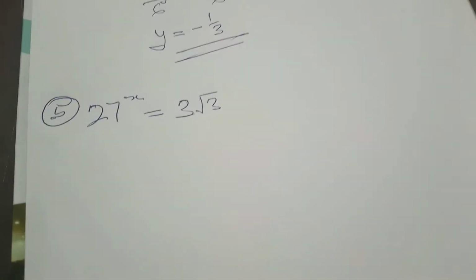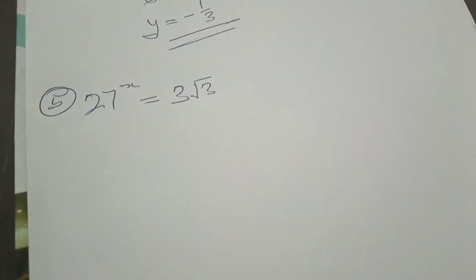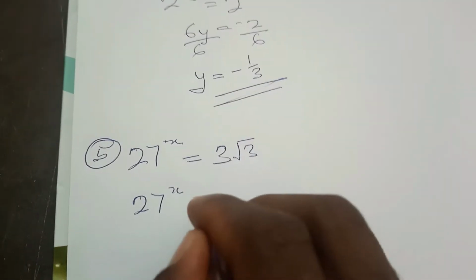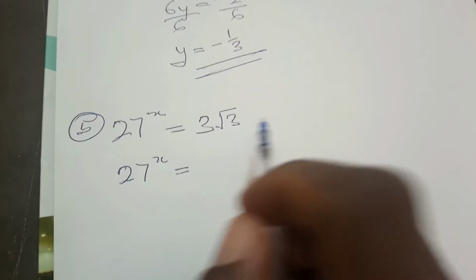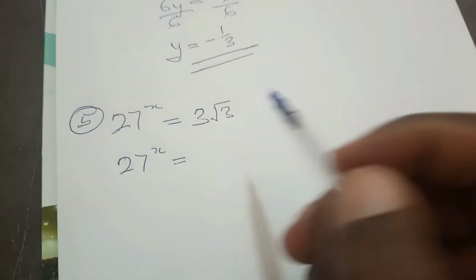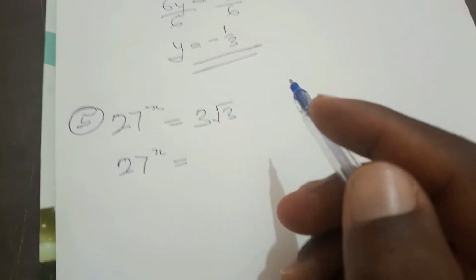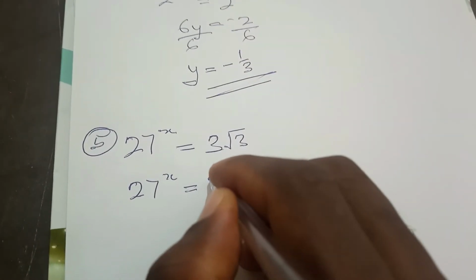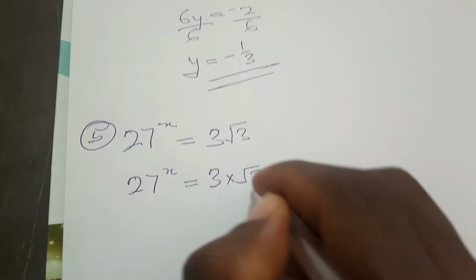So this one just looks a little scary, but it is not really as scary as we might be thinking. Because first of all, 27 exponent x will be equal to, don't go and use a calculator to multiply this, because we are expressing our answers in indices. If you multiply, you are going to get decimals, which will be wrong. But rather, we should see this as 3 times square root of 3.